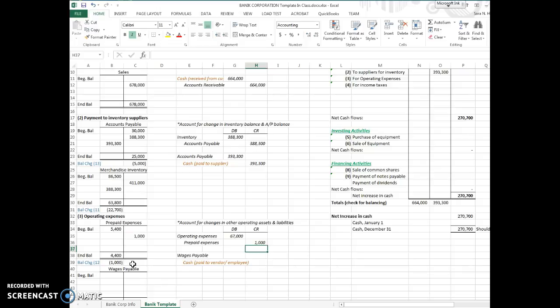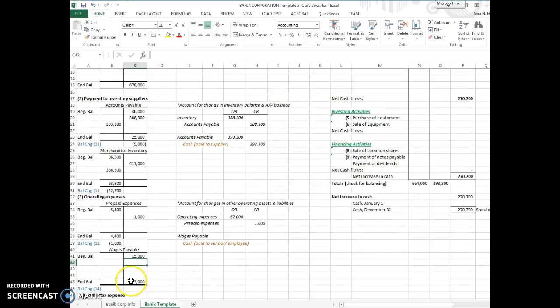We already addressed accounts payable, but wages payable is one we haven't quite taken a look at yet. So I'm going to drop in my beginning balance for wages payable. My ending balance in this case is $6,000. To get an ending balance of $6,000, that means I would have had a debit to wages payable of $9,000. I'm going to move that debit over to wages payable.